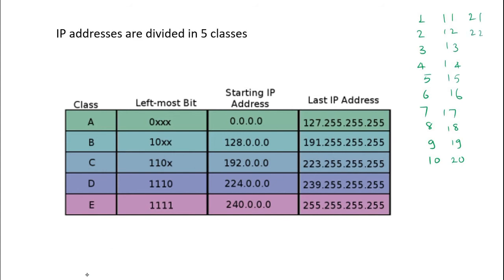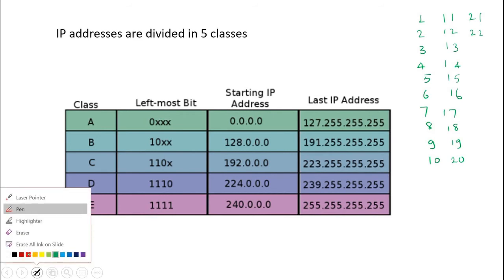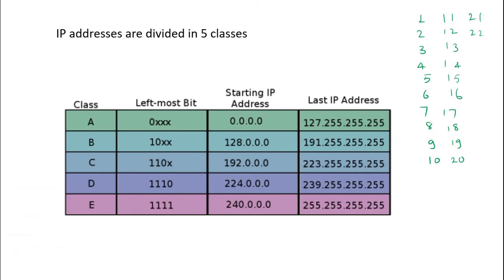Once the fourth octet is full, it goes to the third octet. Once the third octet is full, it keeps incrementing the second octet. Once the second octet is full, it keeps incrementing the first octet. So what is happening in Class A? The Class A range is from 0.0.0.0 to 127.255.255.255. So the only difference is in the first octet.